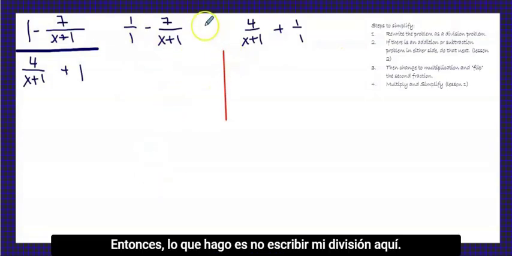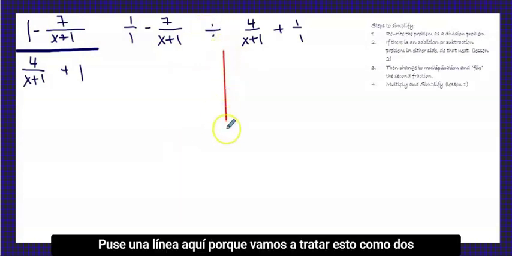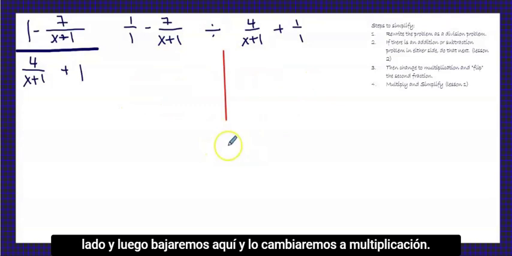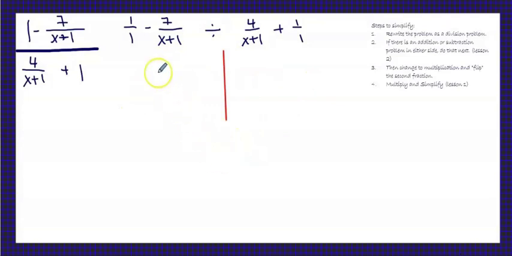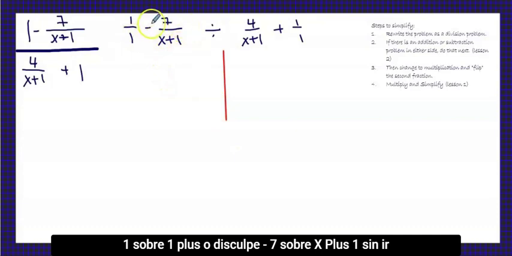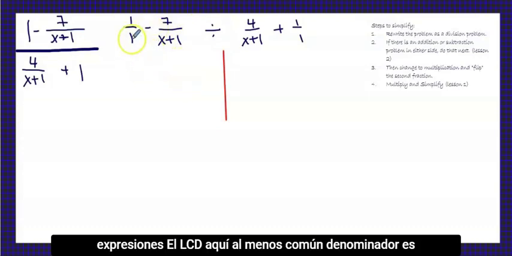Okay, so what I do is I didn't write my division here, sorry. Divided by. I put a line here because we're going to treat this as two separate problems until we get a simplified fraction on each side, and then we'll come down here and change it to multiplication. So I need to look at just the left side first, and I have 1 over 1 minus 7 over x plus 1. Without going into a lot of detail, we did this in lesson 2. We did adding and subtracting rational expressions. The LCD here, or least common denominator, is x plus 1.